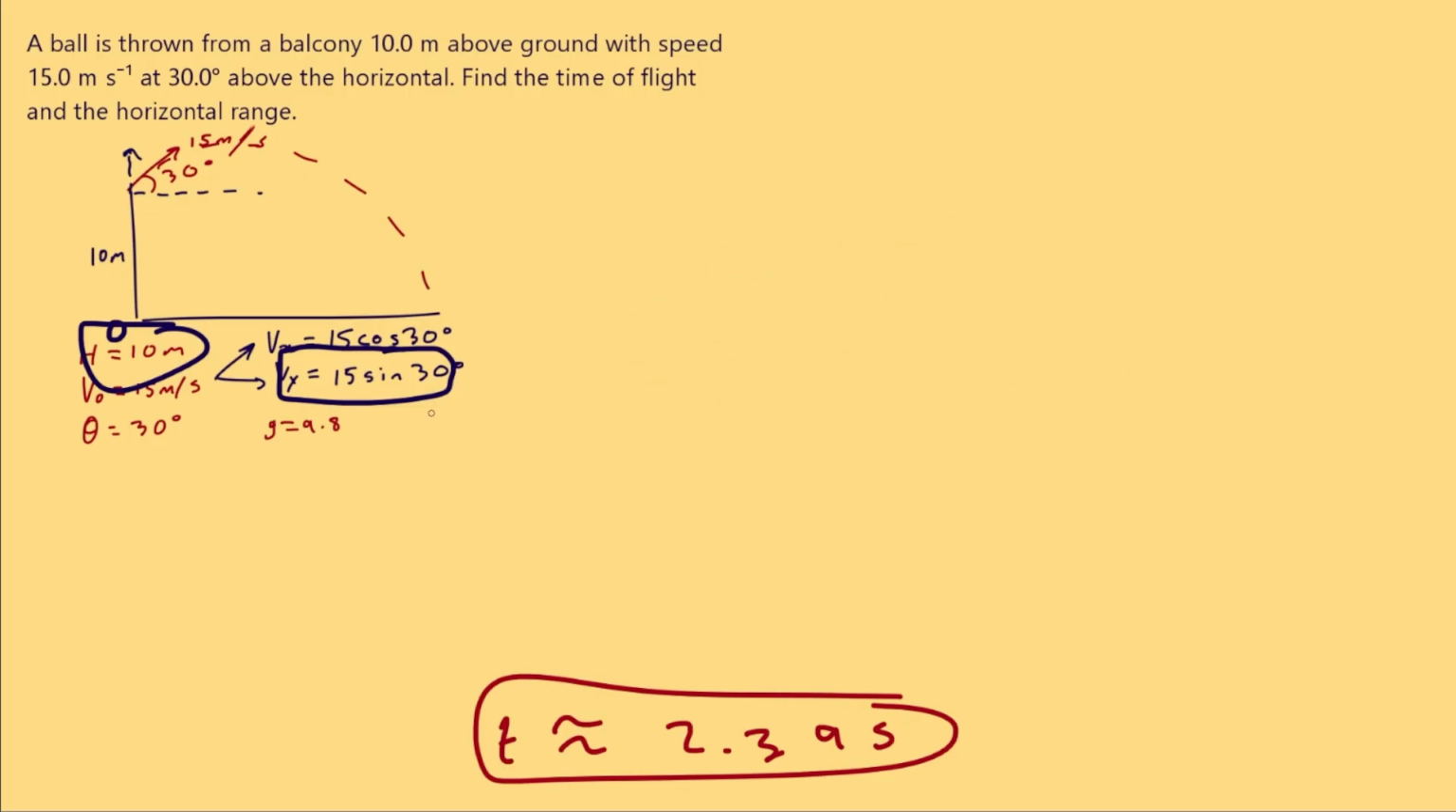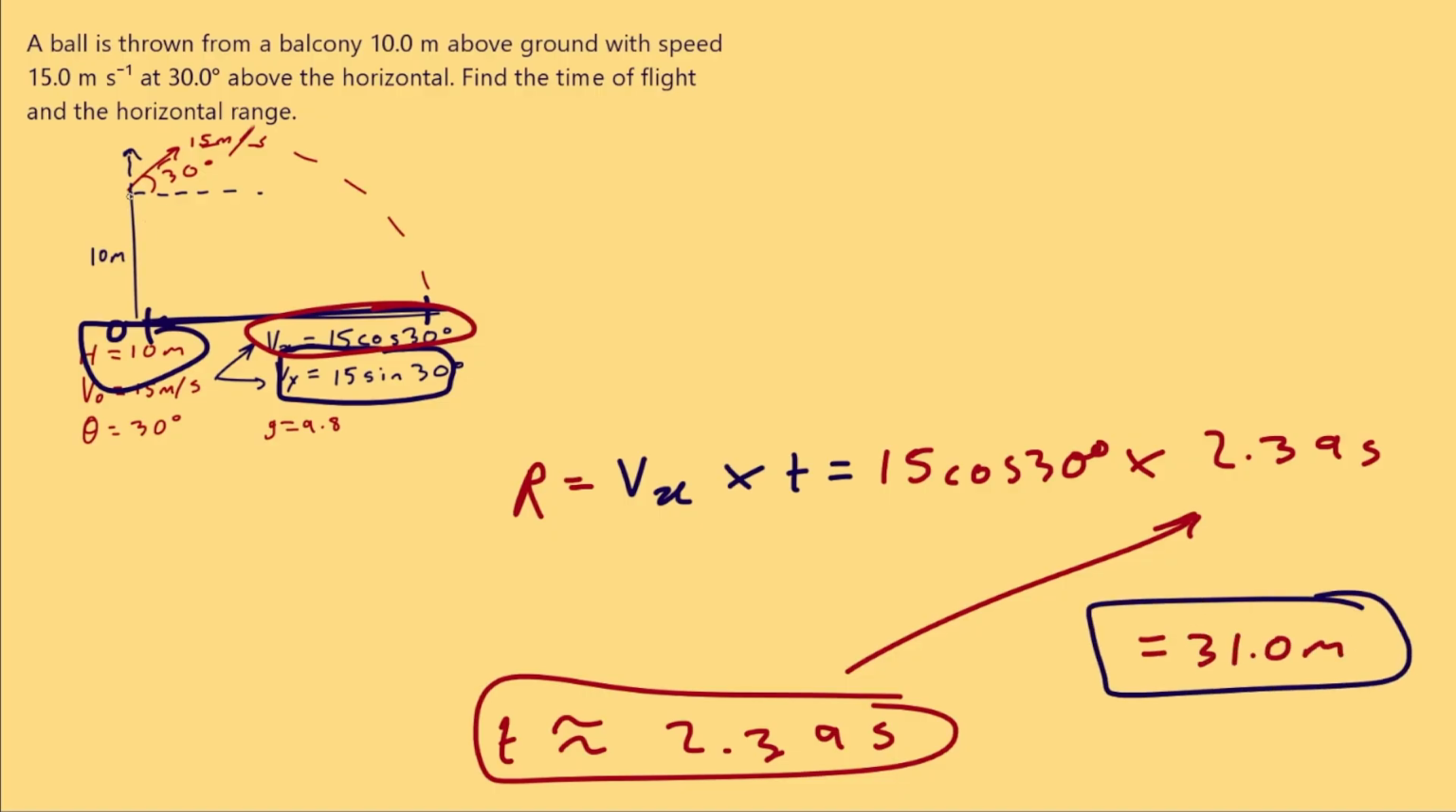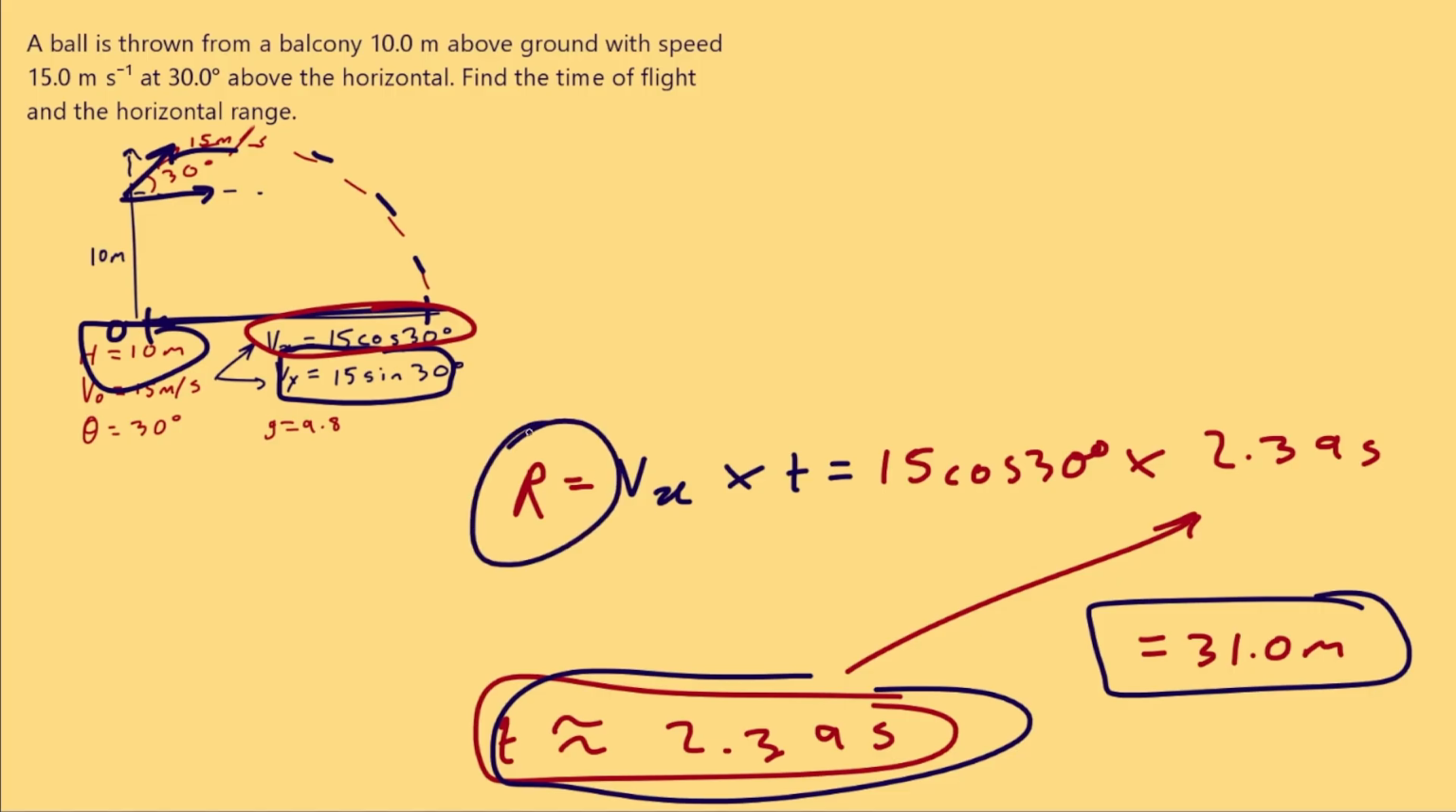The horizontal range is the easiest part of this problem. So this distance, again, is horizontal speed multiplied by time. Horizontal speed is found here, 15 cosine 30, multiplied by the time, 2.39 seconds. The answer is 31 meters. So this problem was different because throwing it up like that, instead of letting it roll off itself, changes the air time. It means we're in the air for longer, and a longer air time means a longer horizontal distance covered.